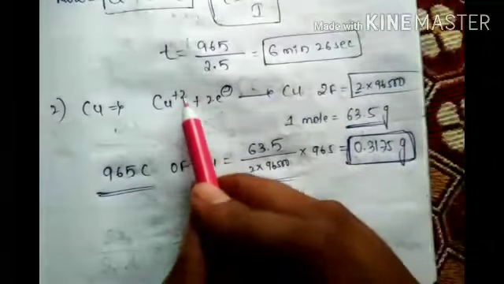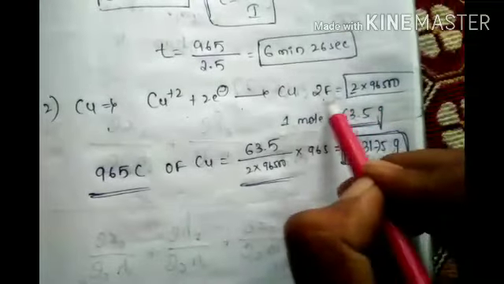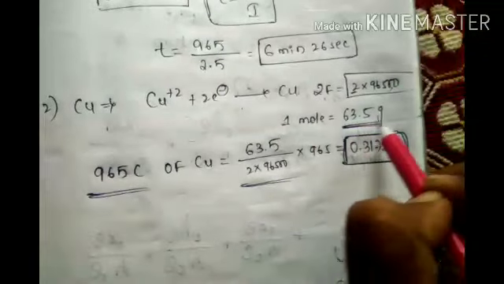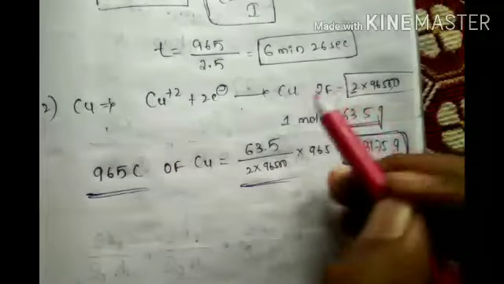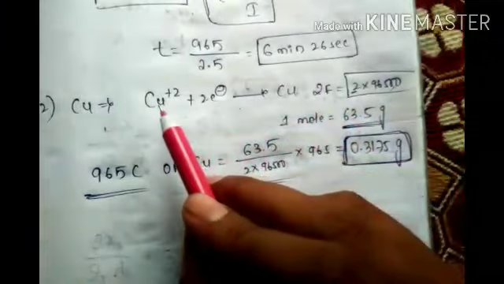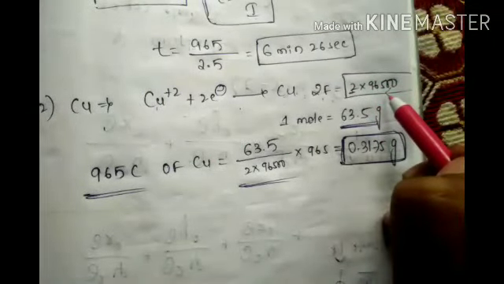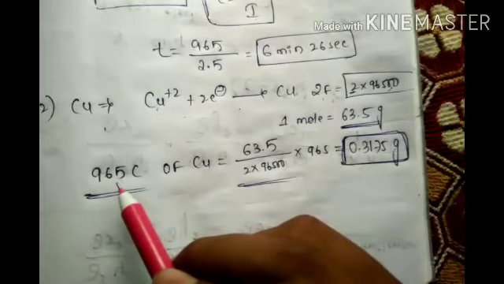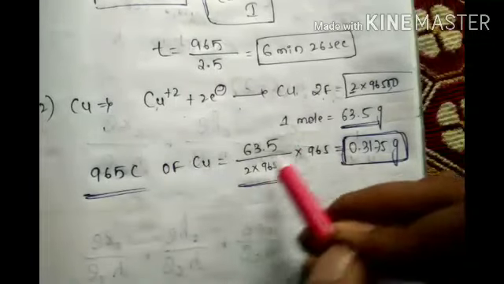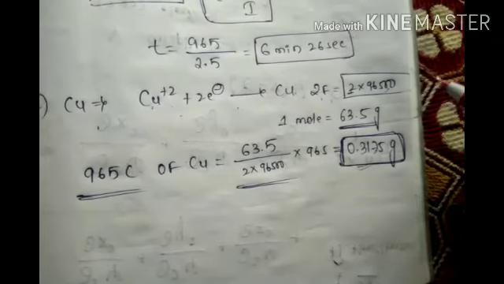First, Cu gains 2 electrons, which is 2F. So this value is 1 mole, and 1 mole equals 63.5. Simply, I will tell: 1 copper takes this much. For 965 coulombs of copper, how much is taken? It is this much. Now this is problem number 5.